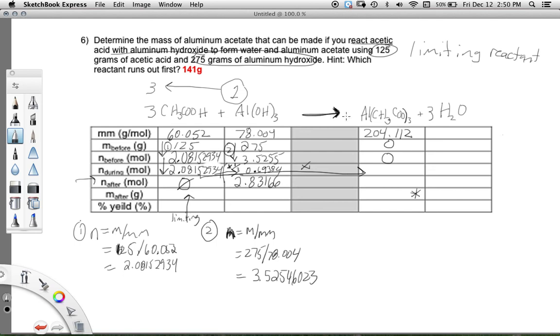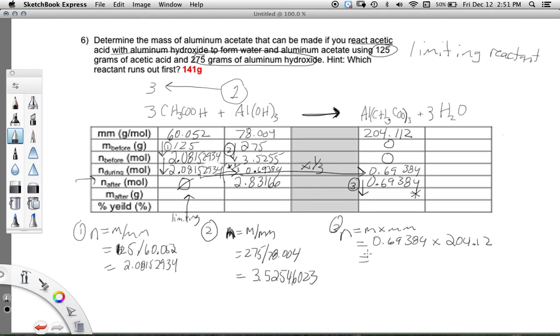Times, so from the box I'm going to is 1. Box I'm coming from is 3, so it's 1/3. I've already done that math, so I know that it's 0.69384 moles. If I started with 0 and I made 0.69, that means I must end up with 0.69384. And if I want to know what that weighs, it's simple. The mass equals the moles times the molar mass, which equals 0.69384 moles times 204.12 grams in every mole.